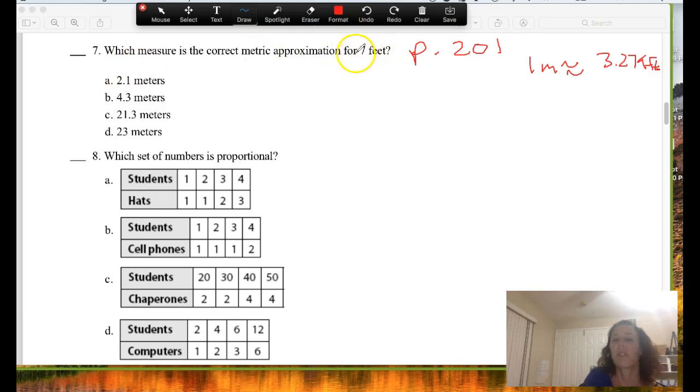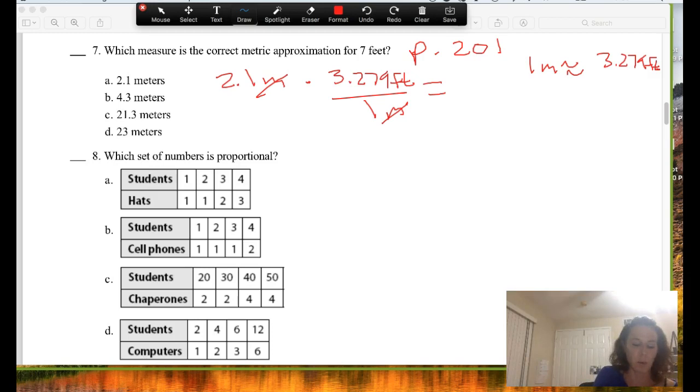So, which is approximately 7 feet? Let's go ahead and check this out. If I do 2.1 meters, and I'm going to want to get the meters to fall out, so I'm going to come over here and multiply by 3.279 feet is 1 meter. So I'm going to multiply it like that, and the meters will fall out, and I will be left with 3.279 times 2.1. Do that on a calculator, and it is approximately 6.8859. Now that is feet, and that's pretty close to 7.